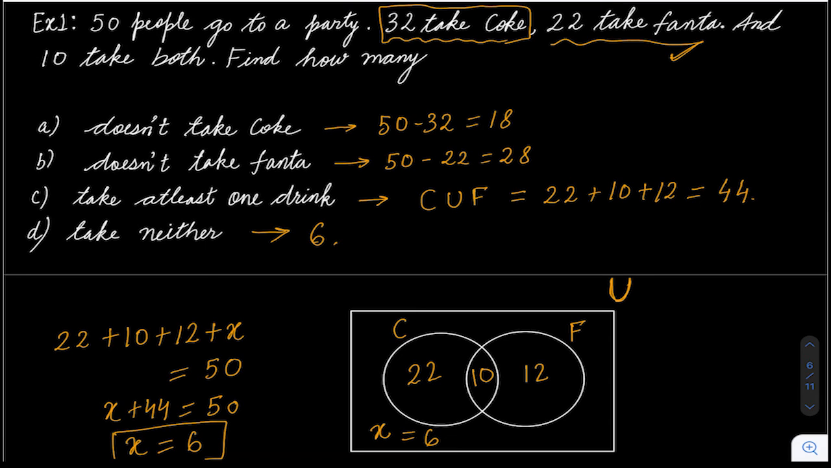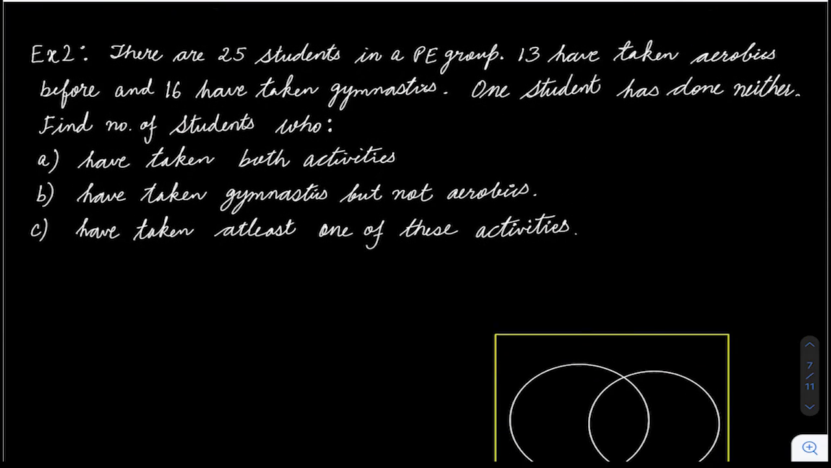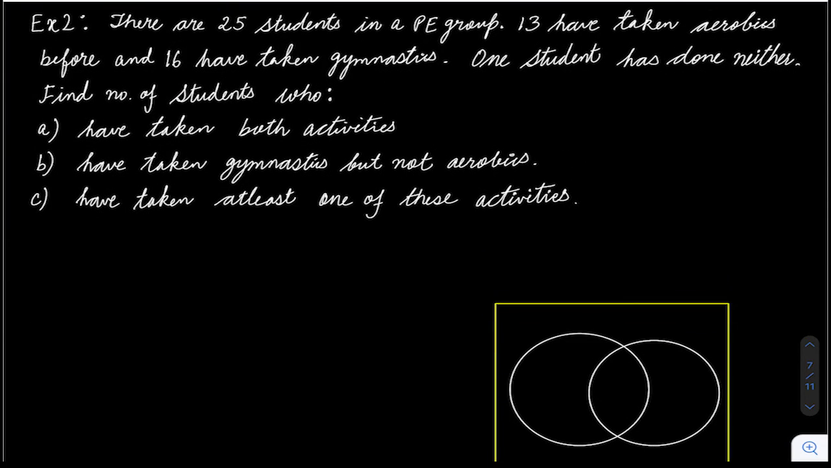Okay, let's take one more example, and the next example will be a little difficult one. This is how they will ask questions in exams. There are 25 students in a PE group. 13 have taken aerobics before and 16 have taken gymnastics. One student has done neither.